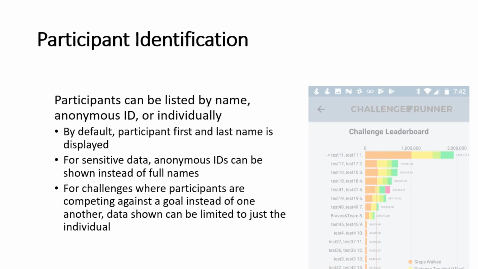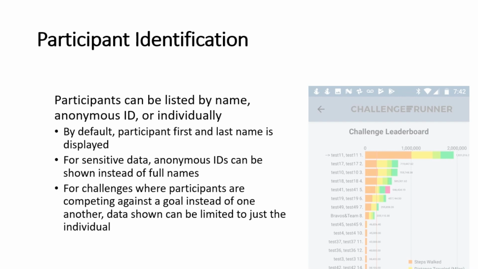The admin has options with how participant identification is displayed on the leaderboard. The default option shows each participant's first and last name. For leaderboards containing more sensitive information like weight loss or when identities should be hidden, the anonymous option can be used. By default, the system-provided anonymous ID is shown. However, the admin may allow participants to choose their own alternative ID. With anonymous leaderboards, user avatar pictures are also hidden.